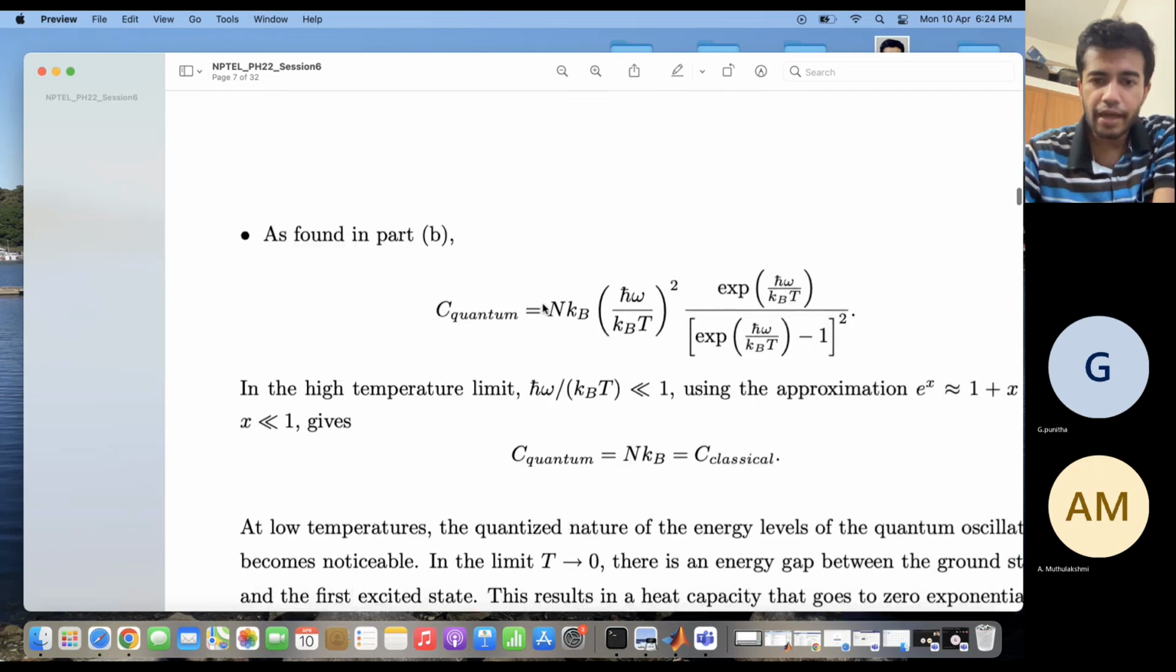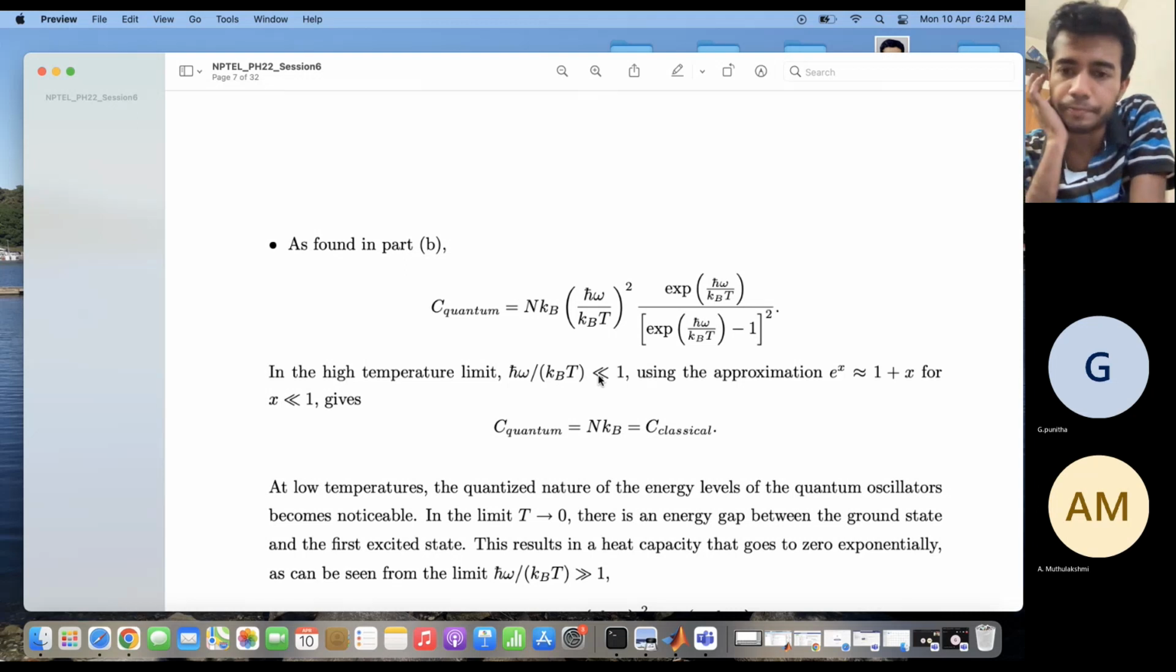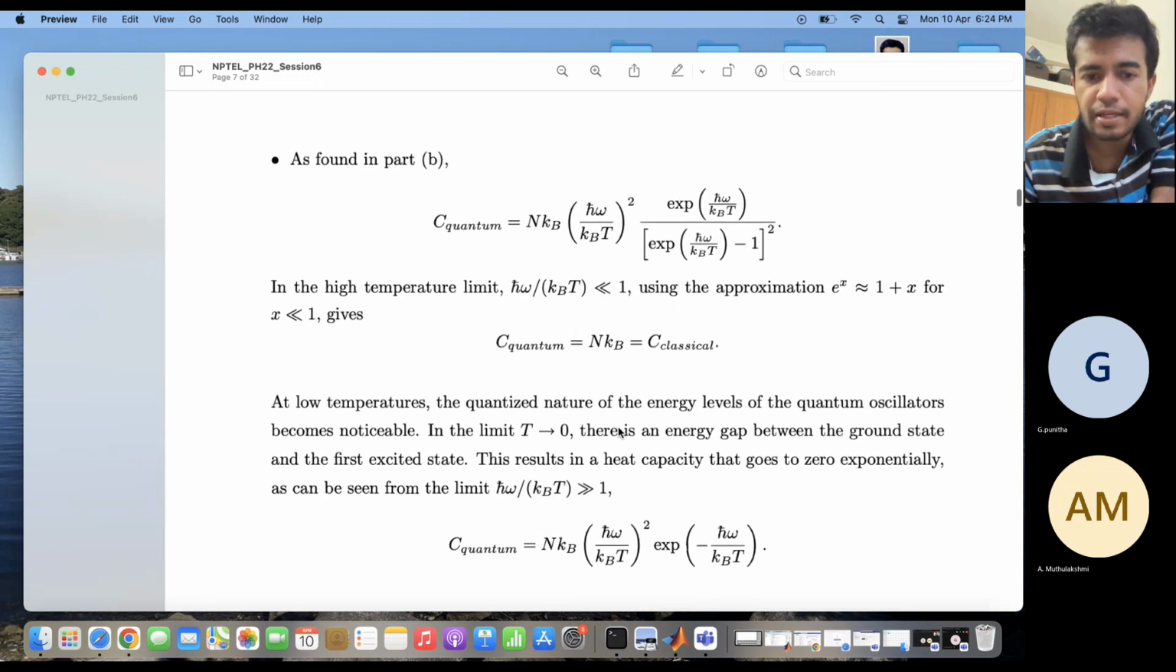So now if I go to the high temperature limit, that is H cross omega by kBT much less than 1, and I use the Taylor series expansion for the exponential, then you see that this quantity is basically 1 plus H cross omega by kBT, which I can take as 1. And if I put 1 plus H cross omega by kBT in place of this quantity, then I get an H cross omega by kBT whole square in the denominator, which cancels out with this one over here. And finally, I get the quantum heat capacity equal to n kb, which is the classical one.